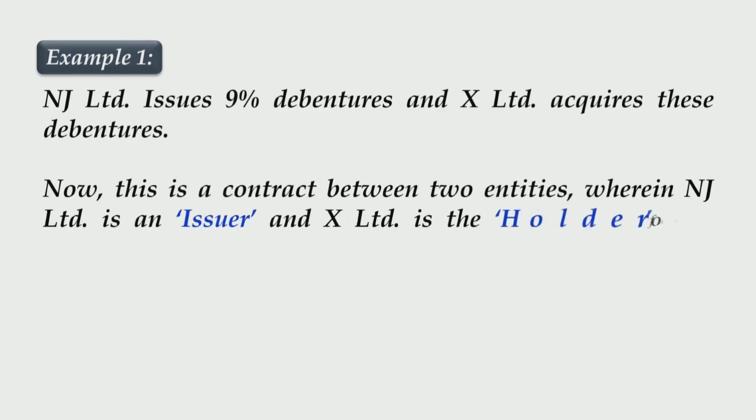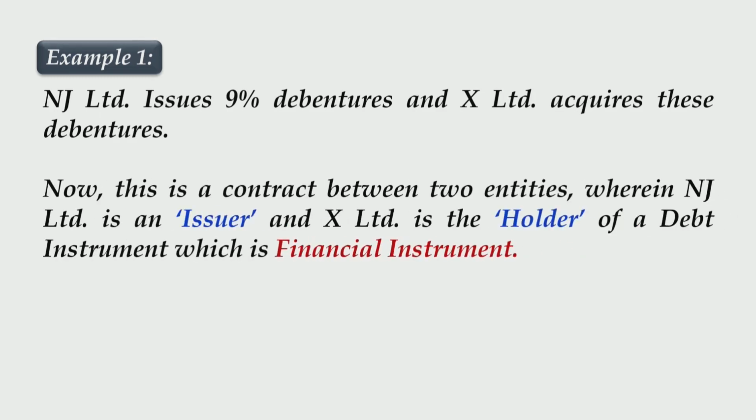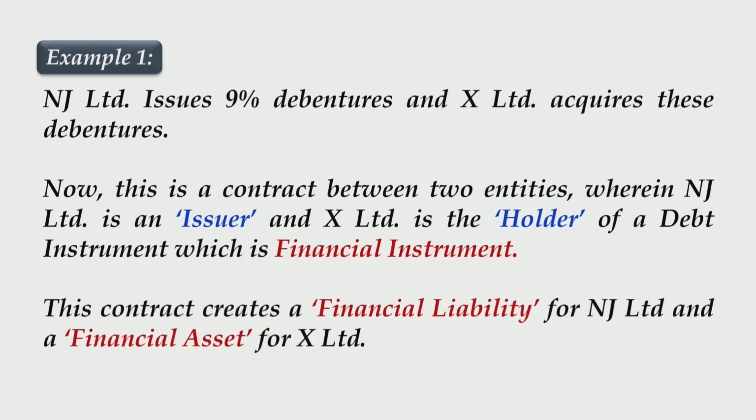Example 1. These examples you need not write, these are given in your books. NJ Limited issues 9% debentures and X Limited acquires these debentures. Now this is a contract between two entities where NJ Limited is an issuer and X Limited is the holder of a debt instrument, which is a financial instrument. This contract creates financial liability for NJ Limited and financial asset for X Limited.